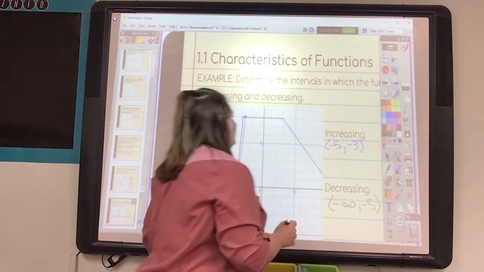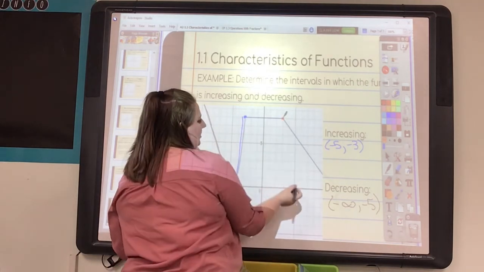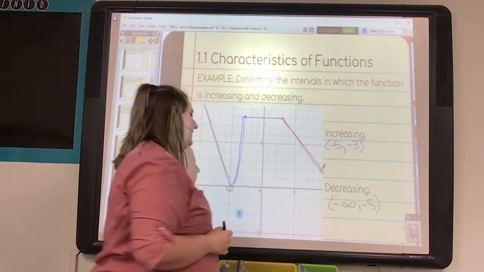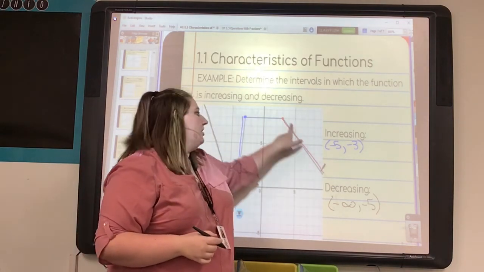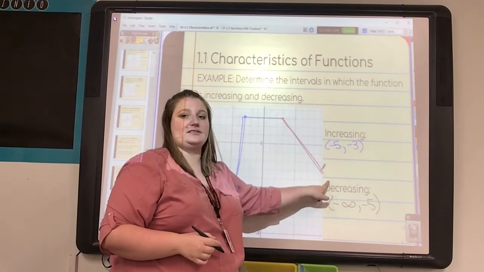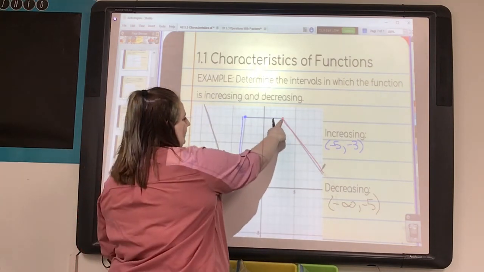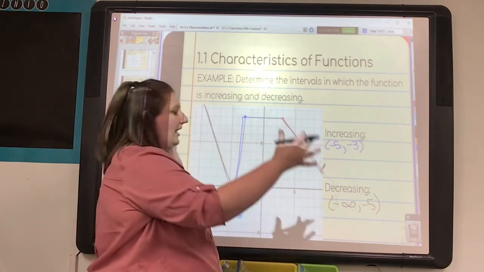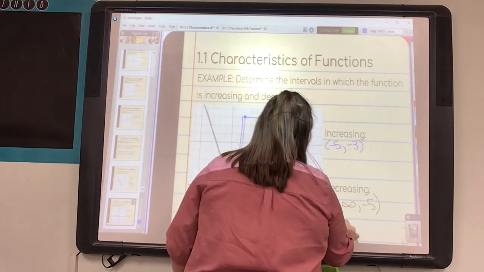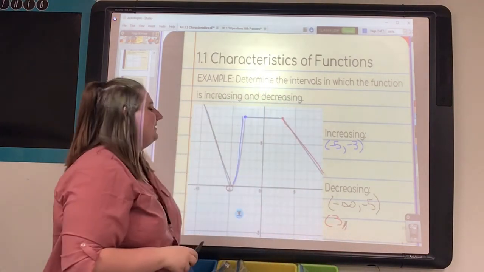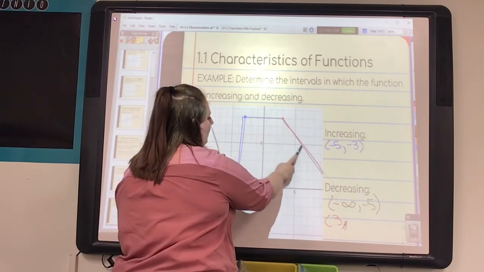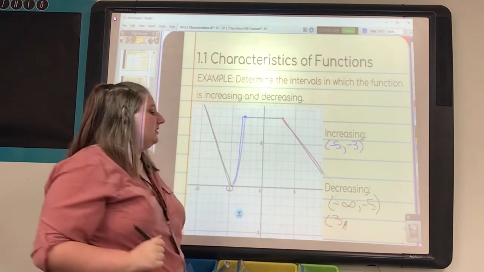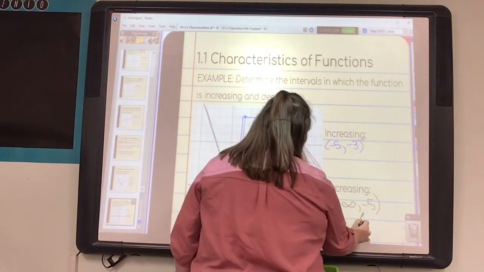And then finally, our graph starts to change right here, and it starts to slope downward again. So as our x values are getting bigger, our y values are starting to decrease. So that starts at this point right here, which is 1, 2, 3 over from the y-axis to the right. So that starts at positive 3 for our x coordinate. And then as it slopes down, it keeps going off the edge of our screen. So because of that, it's decreasing infinitely. So our interval is going to end at positive infinity.